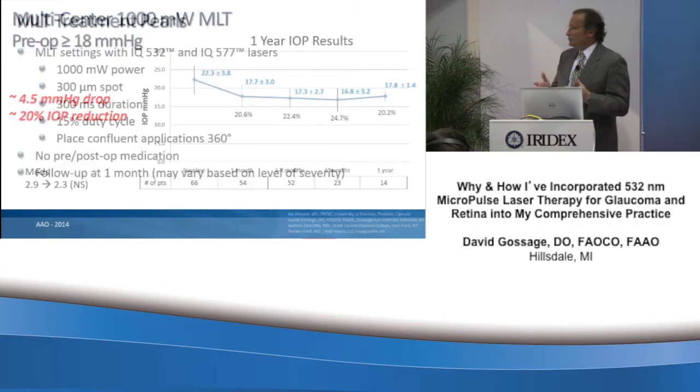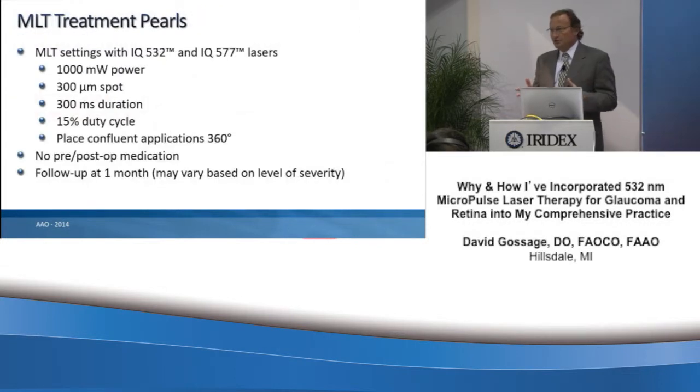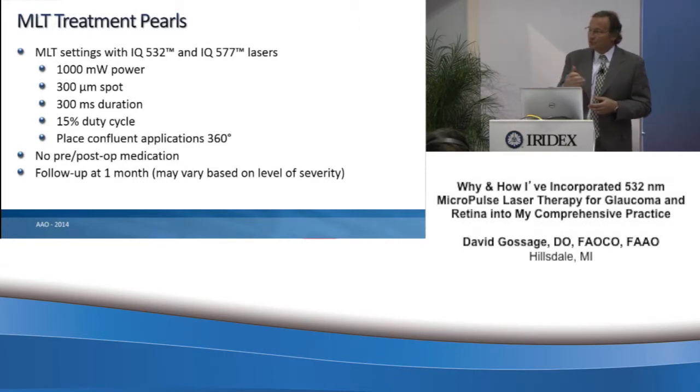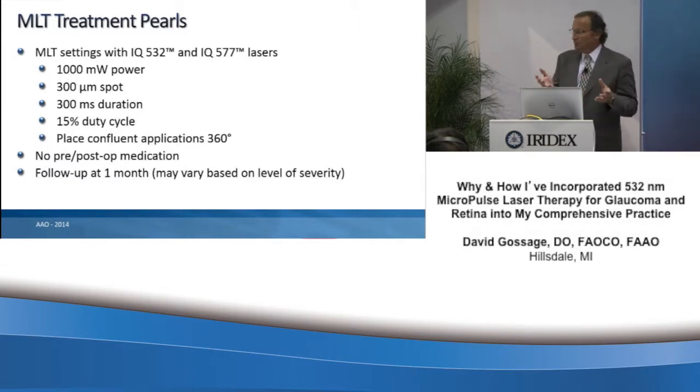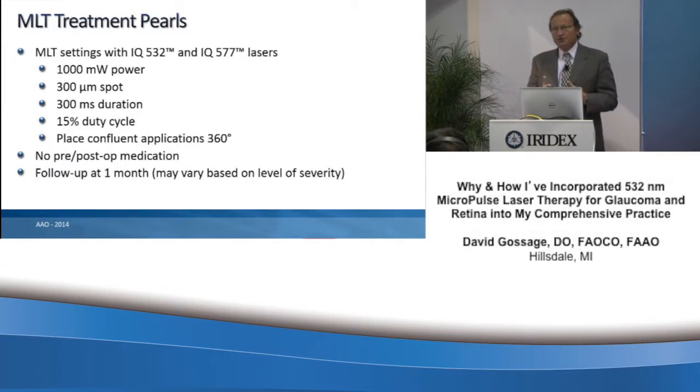So what are the treatment pearls with doing MLT? What I like to do is to use that 1,000 milliwatts of power, 300 micron spot size, 300 millisecond duration, and a 15% duty cycle. I treat the entire 360 degrees. I know with the traditional ALT you may do 180, and with SLT you weren't sure, you did maybe 180 or 360, but I think 360 works best if you want to get a good effect.